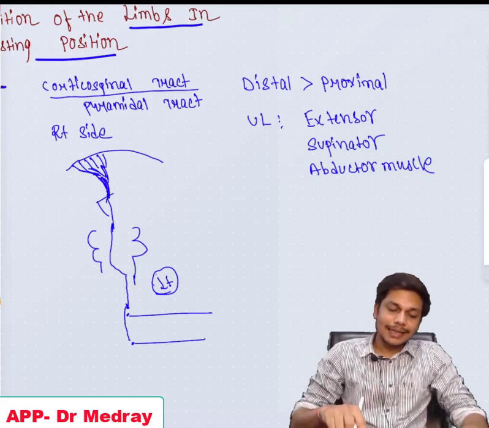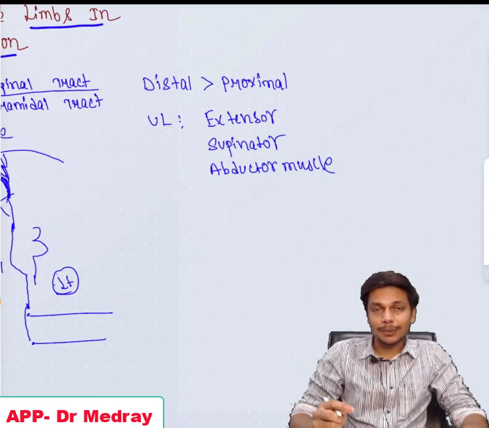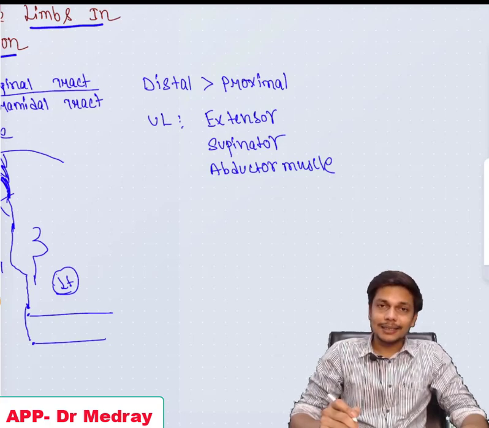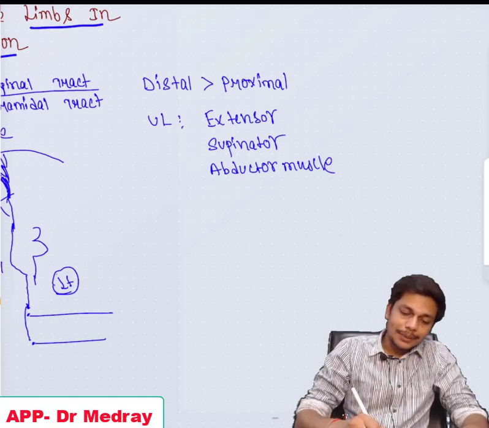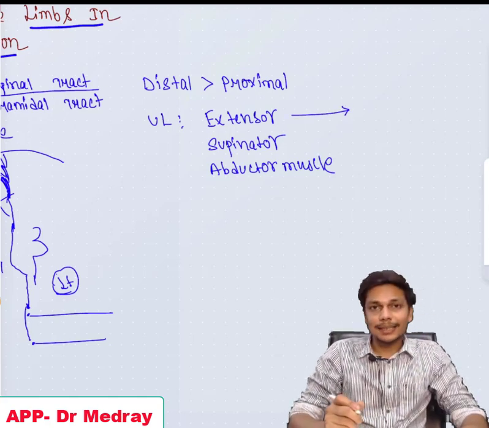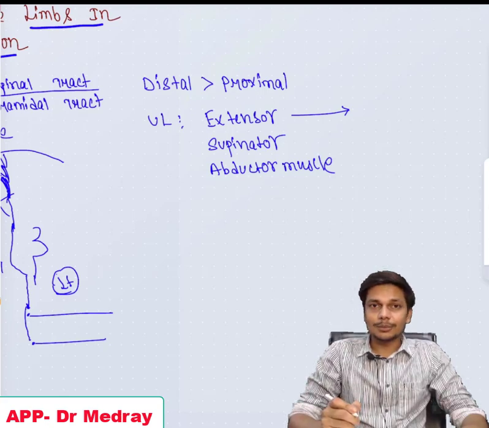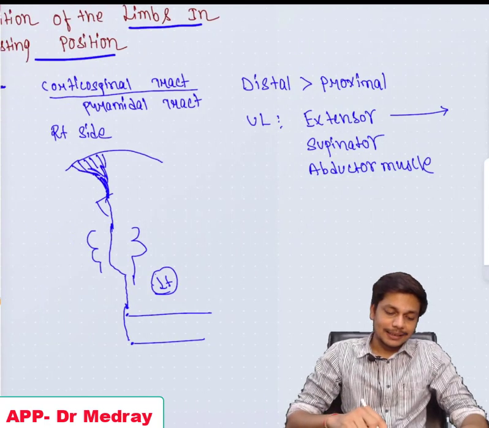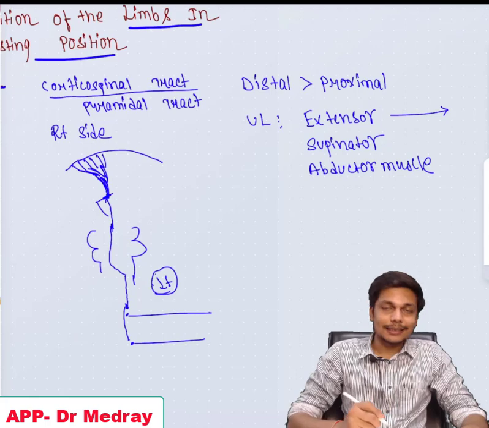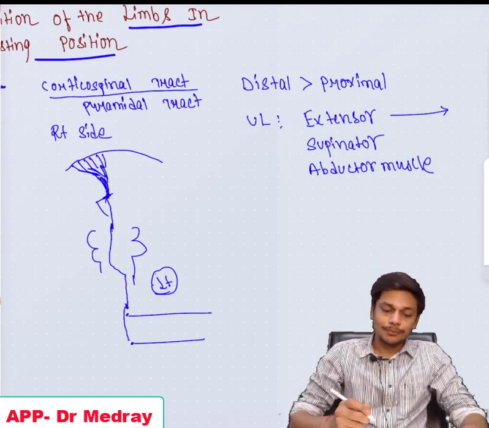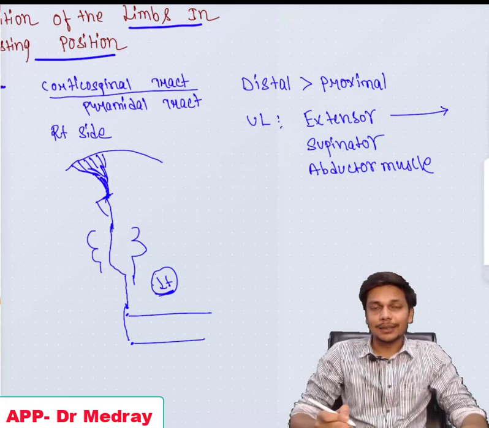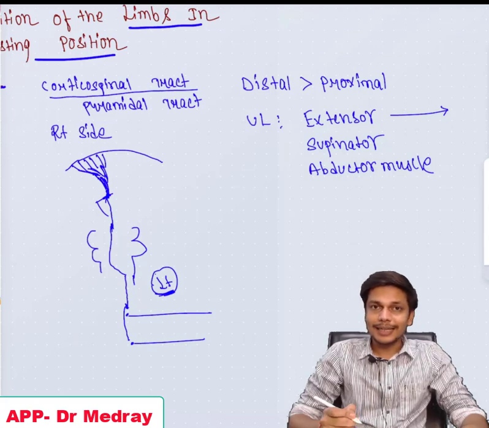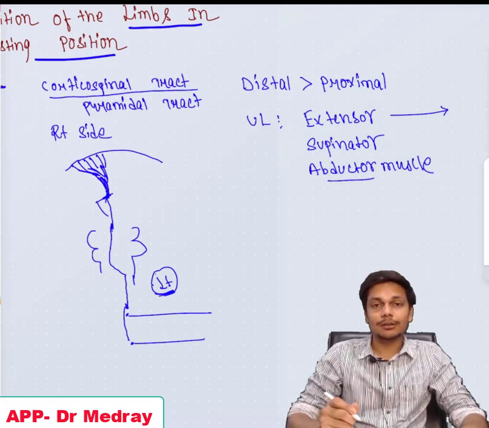So if there is weakness of the extensor group of muscles in the upper limb in a patient of stroke, then what will be the attitude of the limb? In a patient of stroke, say in our patient, if the right side corticospinal tract is involved at the internal capsule level, the paralysis will be on the left side. So in this patient, there is weakness of the extensor group, the supinator group, and the abductor group of muscles on the left side.